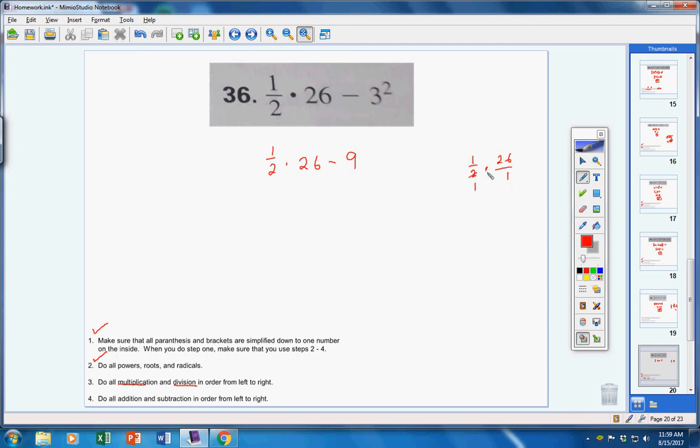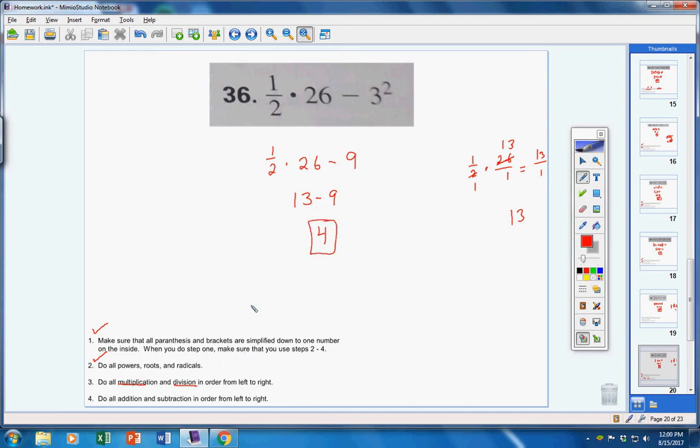2 goes into 26 13 times. 1 times 13 is 13. 1 times 1 is 1. 13 over 1 is 13. So 1/2 times 26 is 13. Minus 9, which of course would give you 4.